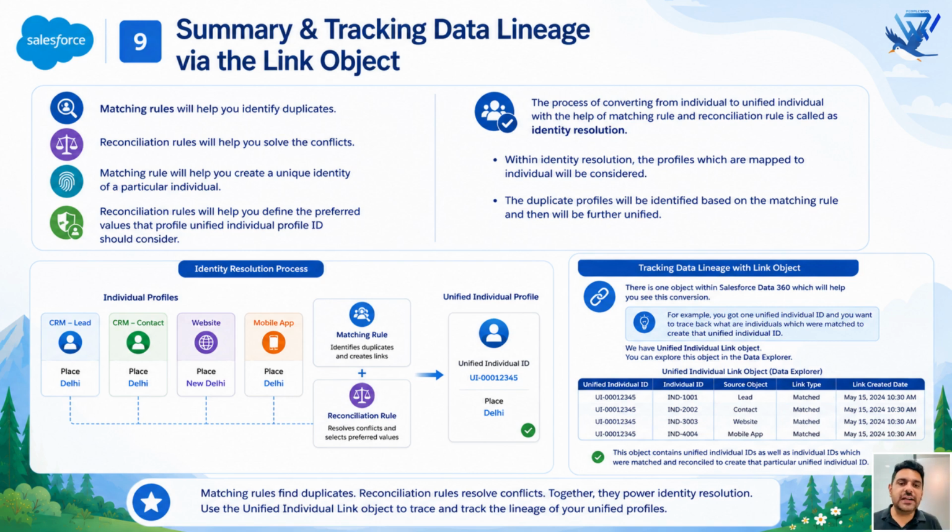There is one object within Salesforce Data 360 which will help you see this conversion. For example, you got one unified individual ID and you want to trace back what are the individuals which were matched to create that unified individual ID. Then we have the unified individual link object. You can explore this unified individual link object in the Data Explorer. It will contain unified individual IDs as well as individual IDs which were matched and which were reconciled to create that particular unified individual ID.